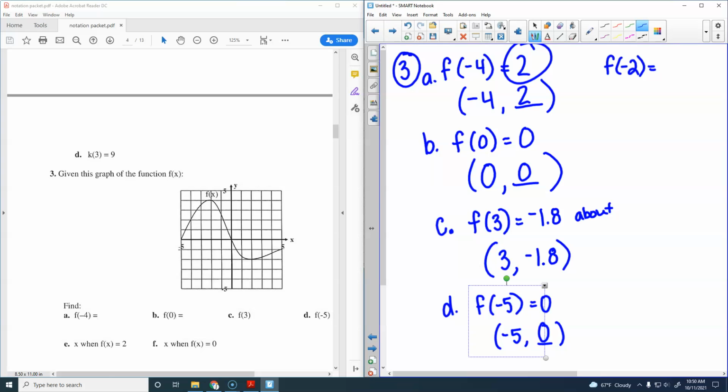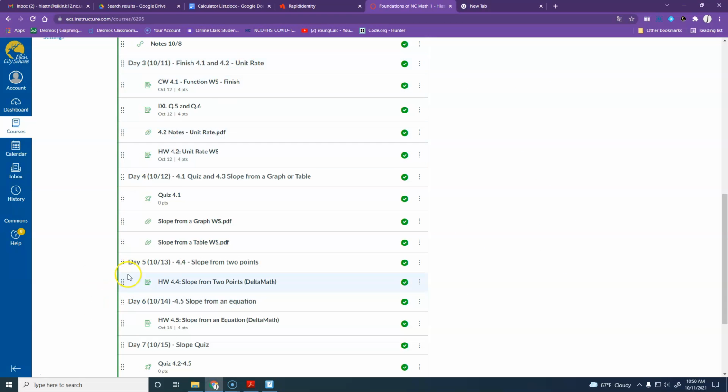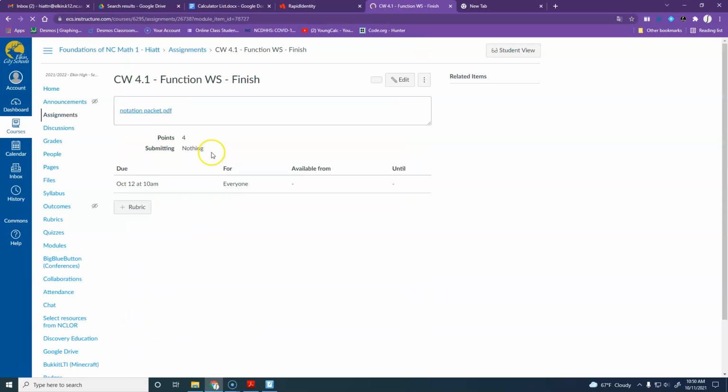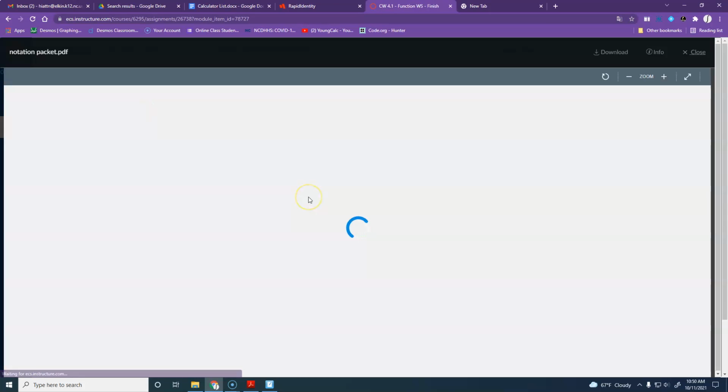Alright, so we need to know how to look for the right point. So x equals negative 2. I wish I could write on it, but it won't let me on PDFs. Let me open it over here. I can write on it if I open it over here.